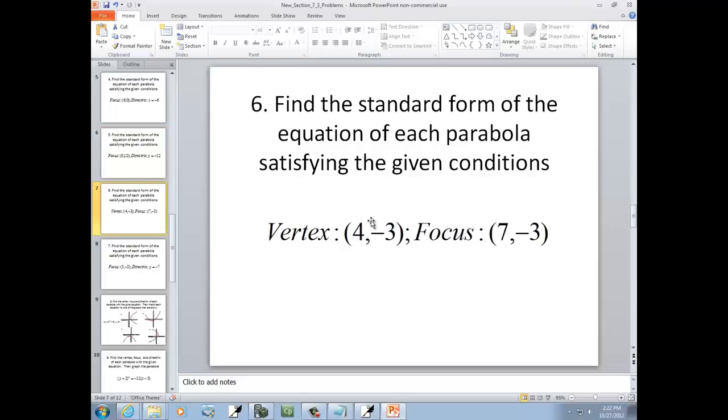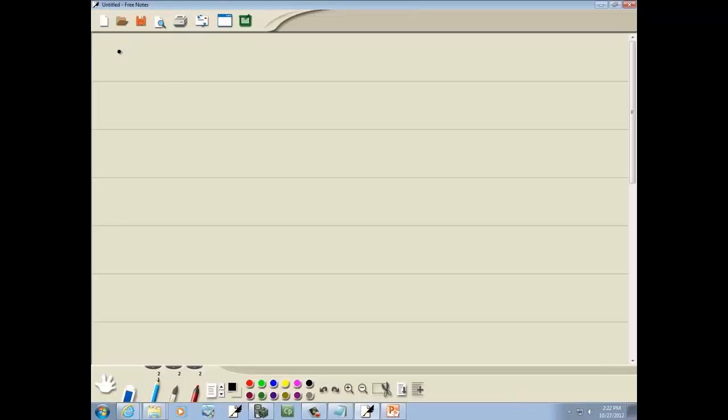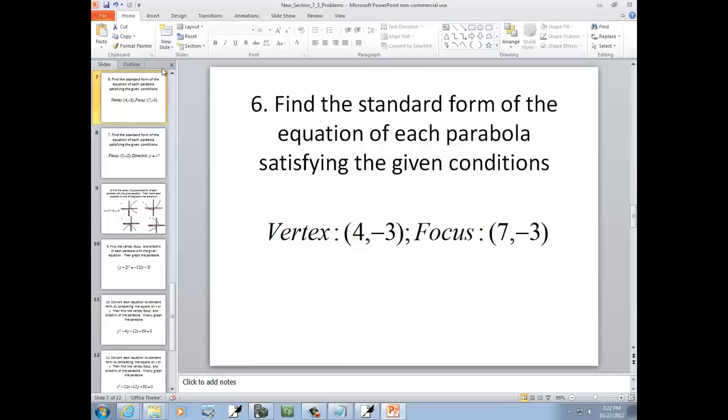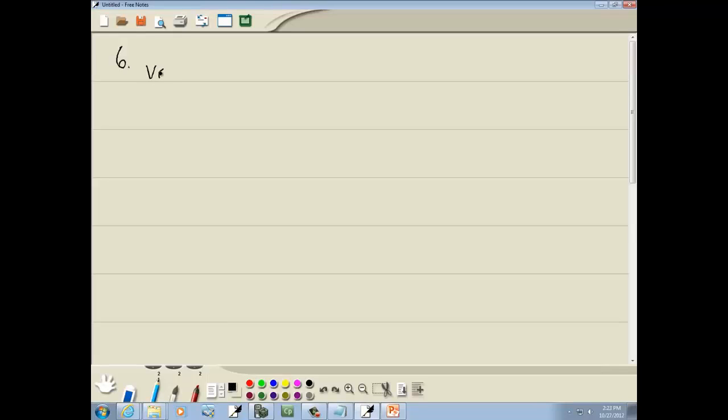Let's look at another one of those. So we've got our vertex is 4, negative 3. And our focus is 7, negative 3.